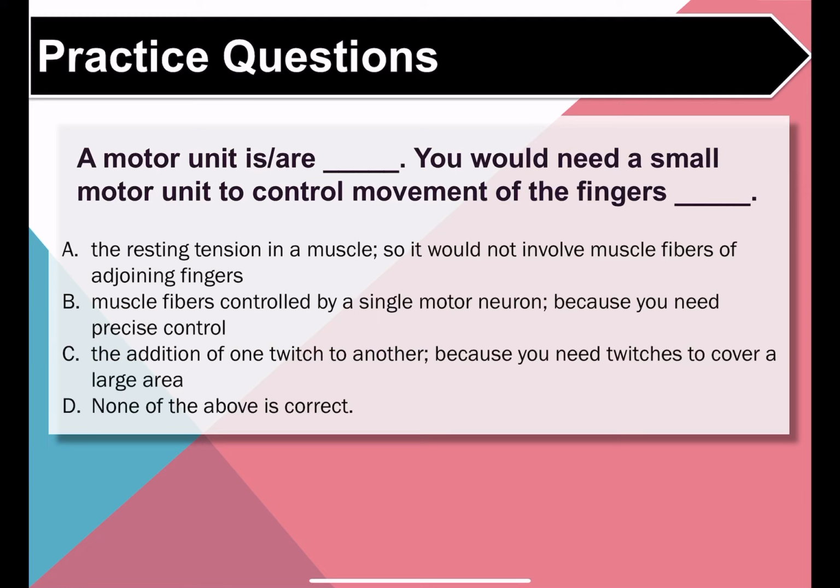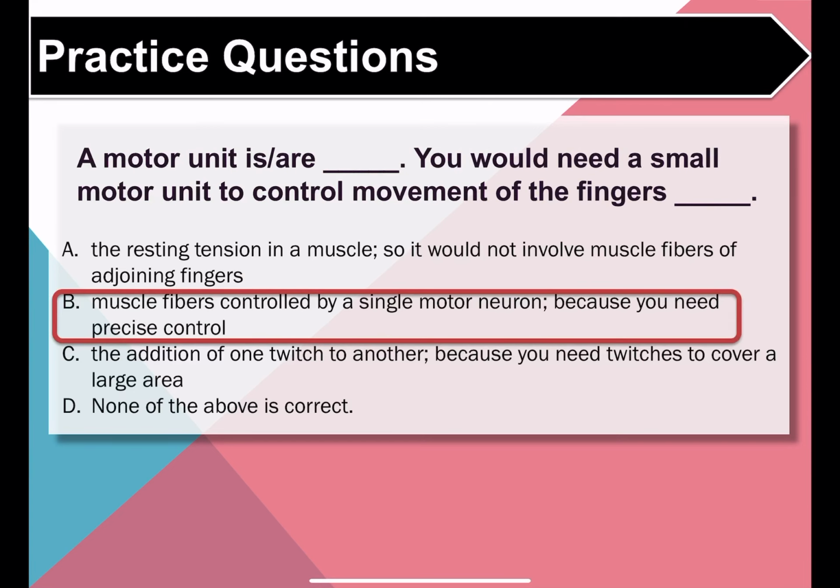A motor unit is or are what, and you would need a small motor unit to control movement of the fingers. In what way? Okay, so a motor unit is where the muscle fibers are controlled by a single motor neuron, and one motor neuron can control multiple muscle fibers. And when you need to control movement of fingers, you need a small motor unit because you need that precise control, that fine motor movement by your fingers.